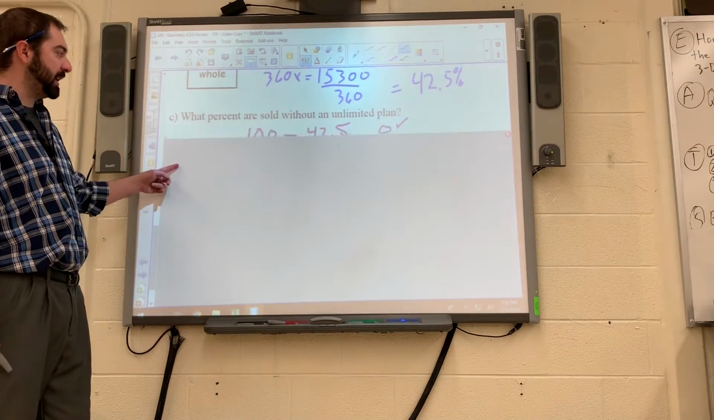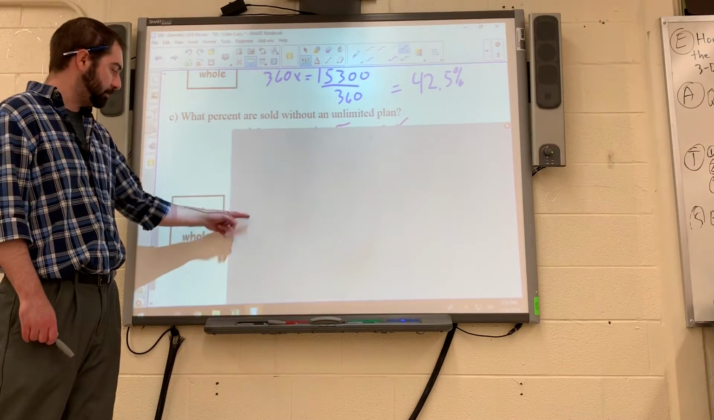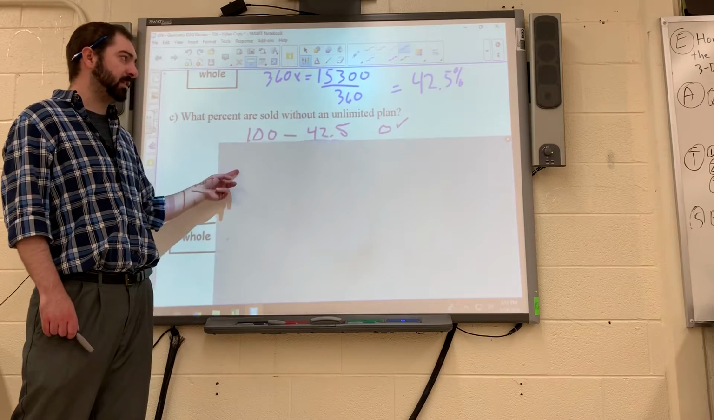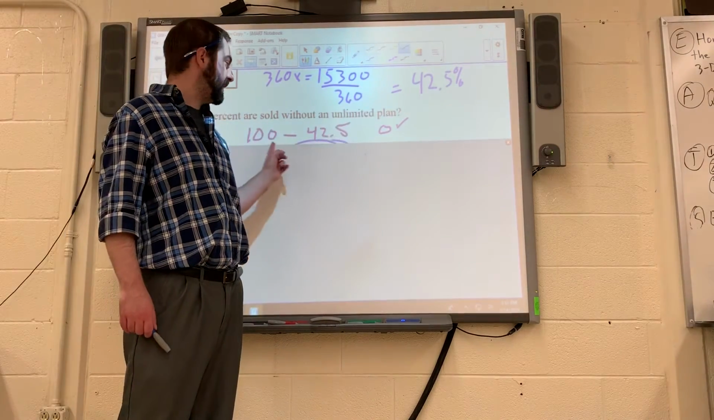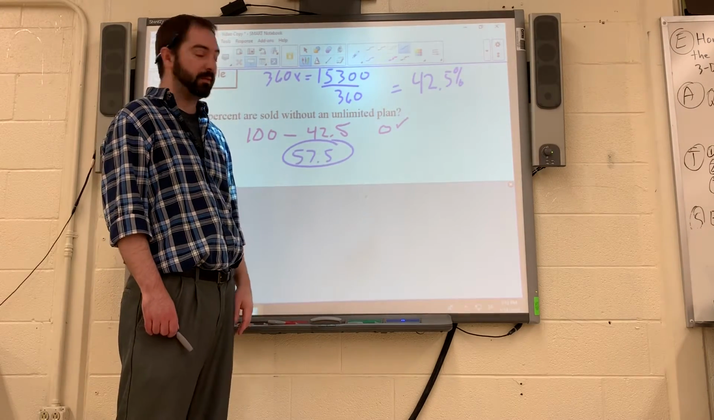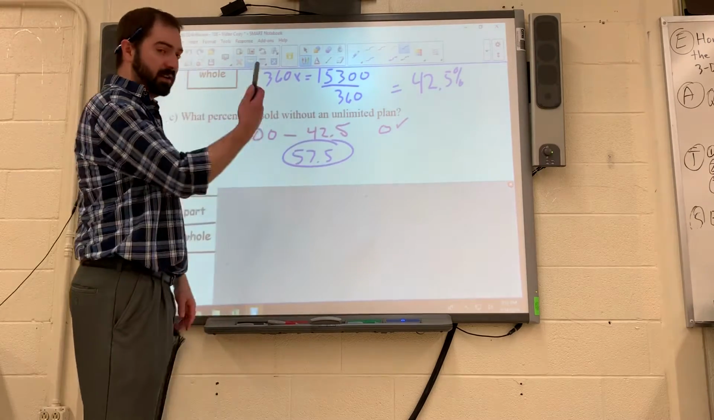And last guided question we're going to do here. What percent are sold without an unlimited data plan? Well, again, part to whole. What do we know? There's a couple different ways. Once I know the percent, if this was already asked for me, well then I know 100 minus that would give me the answer. So we already know that it should be 57.5. But let's say we were never asked that question. We were only using the information that we solved before.